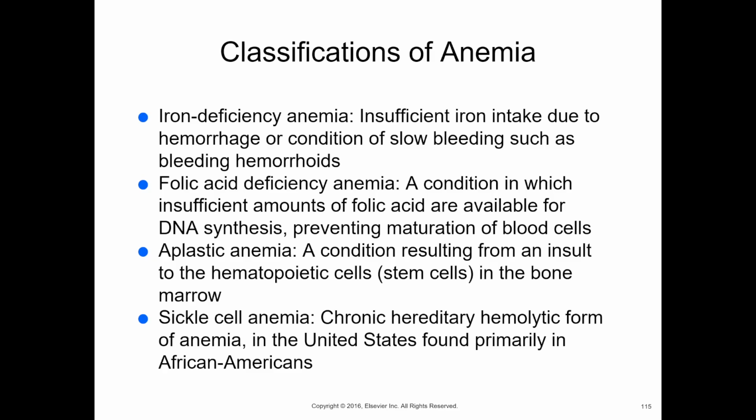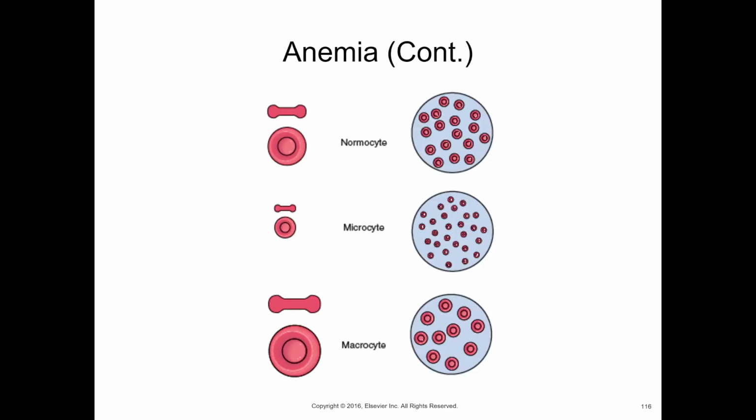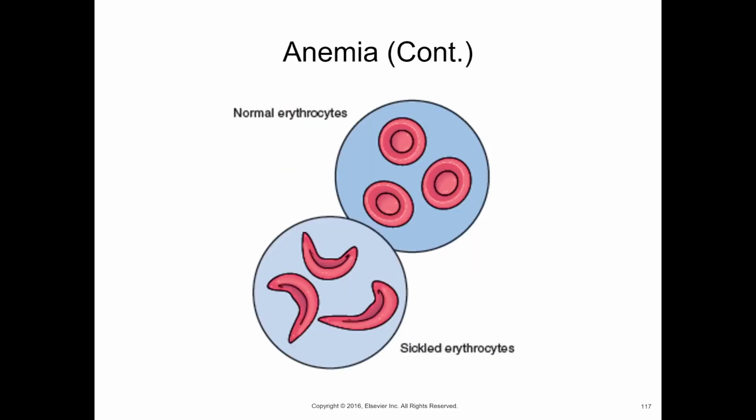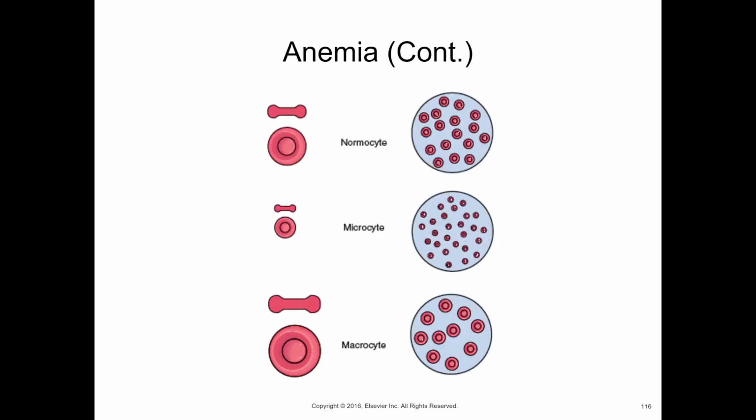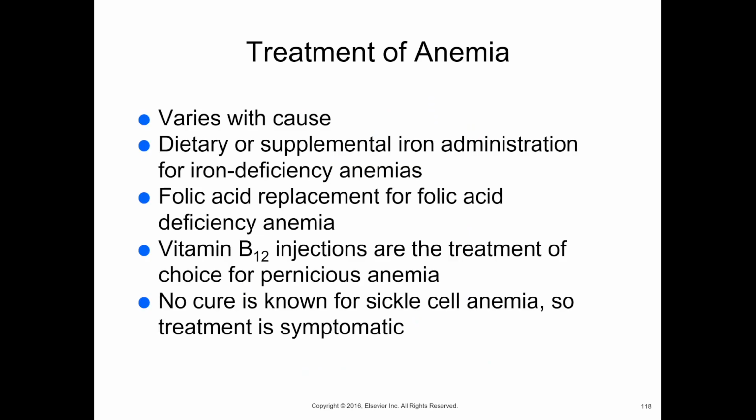Sickle cell anemia, you just look at the shape of your red blood cell. In this case, it's shaped like a sickle. Anemia also can include both macro and microcytic forms, meaning the cell is small or the cell is big. Treatment, again, treat the underlying cause, go from there.